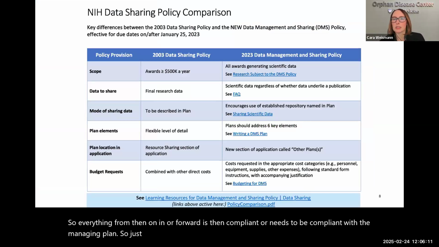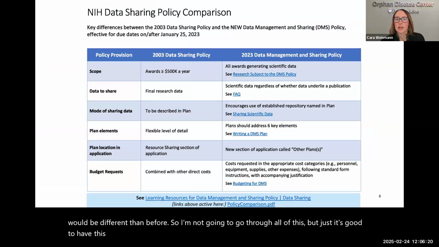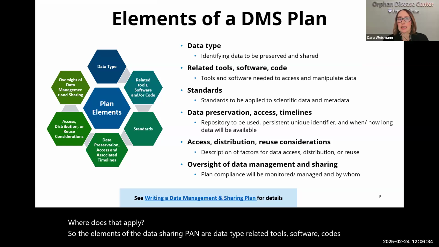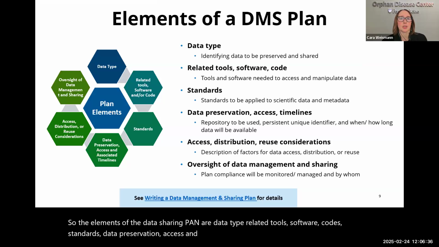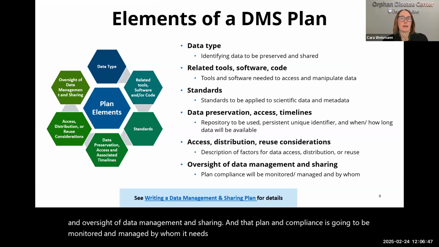So just really quickly, I wanted to put some information here about how it would be different than before. I'm not going to go through all of this, but it's good to have this information if you are funded prior to that and you're looking at data that had been created previously and where that applies. The elements of the data sharing plan are data type, related tools, software, and code, standards, data preservation, access and timelines, access, distribution, reuse considerations, and oversight of data management and sharing. And who will monitor and manage that plan and compliance needs to be specified within the data management and sharing plan as well.